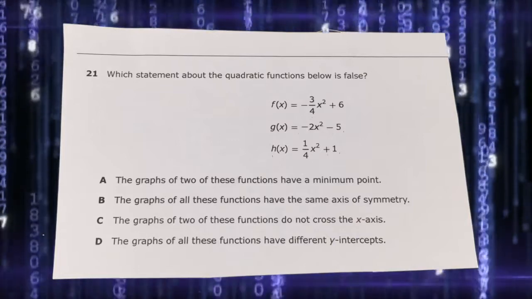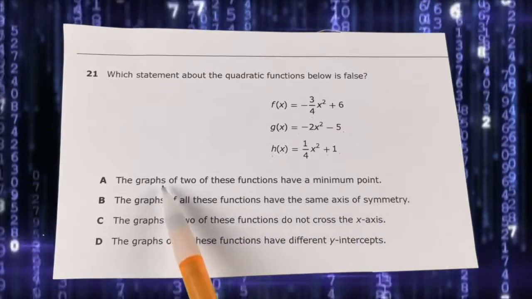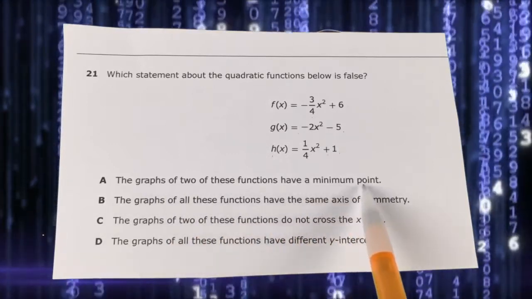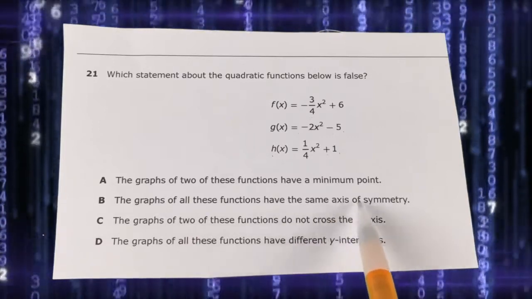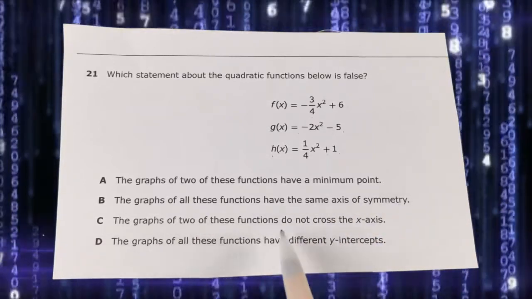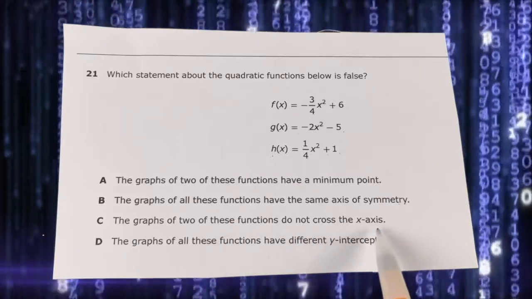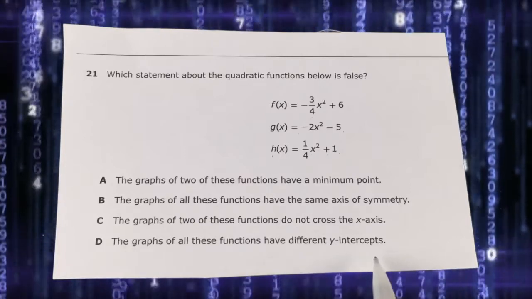Okay, we have all these choices. They're talking about the way they look on the graph. A, the graphs of two of these functions have a minimum point. B, the graphs of all these functions have the same axis of symmetry. C, the graphs of two of these functions do not cross the x-axis. And D, the graphs of all these functions have different y-intercepts.